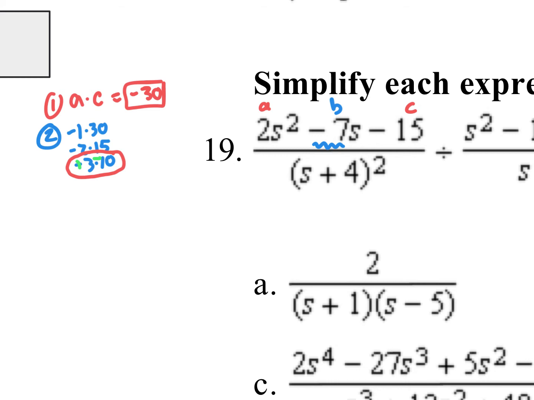Okay, so step 3 depends on which route you're going. If you want to go the long route, you want to change your trinomial to a 4-term polynomial to be able to factor by grouping.